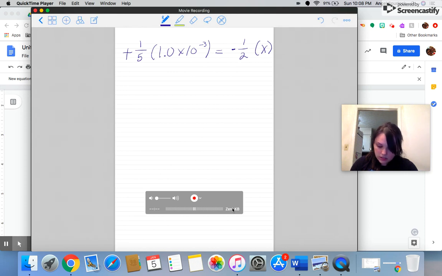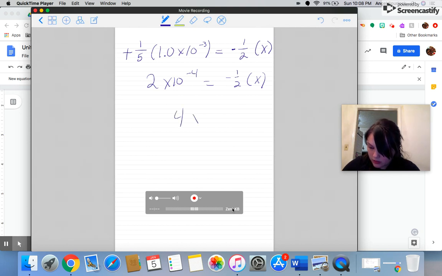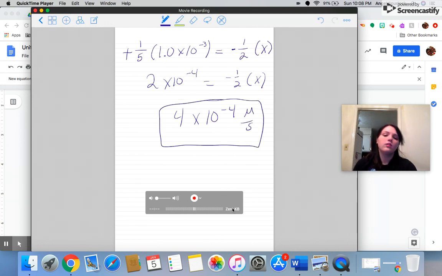1.0 times 10 to the negative third divided by 5. We're going to get 2 times 10 to the negative fourth is equal to negative 1 over 2 times x. And then we'll divide by half. And we get that the rate of disappearance of permanganate is 4 times 10 to the negative fourth.